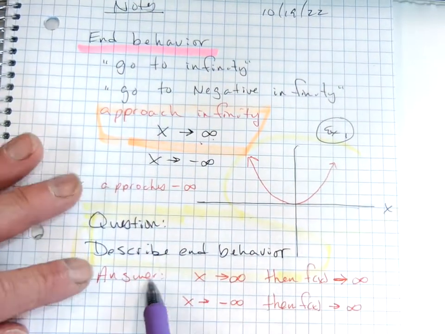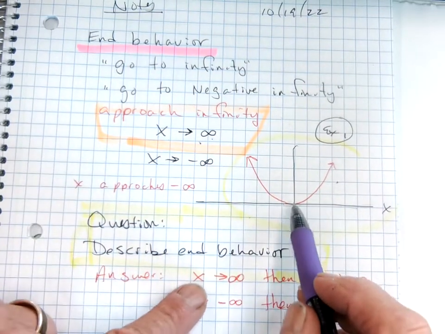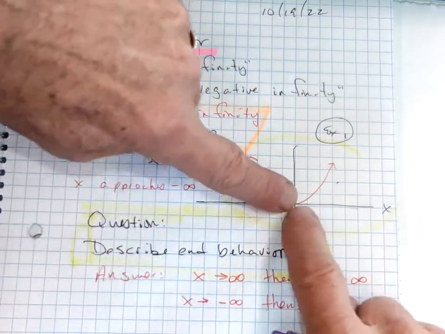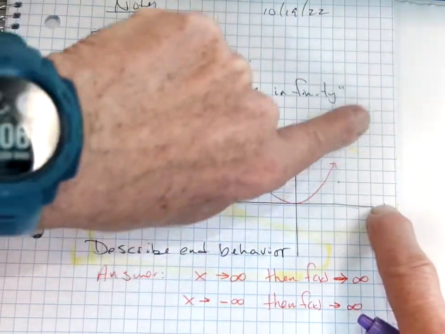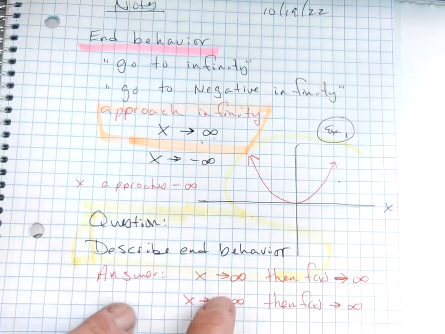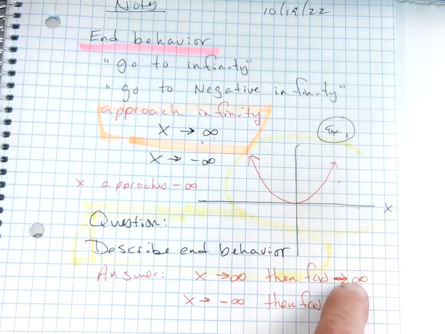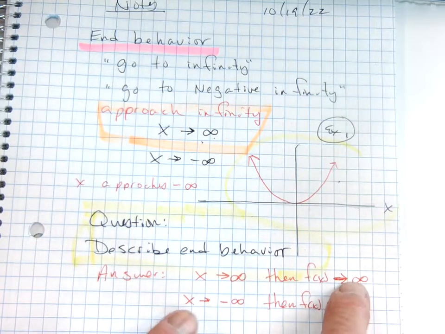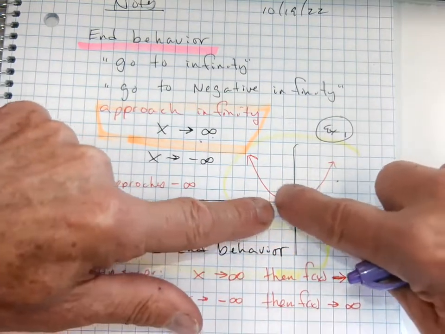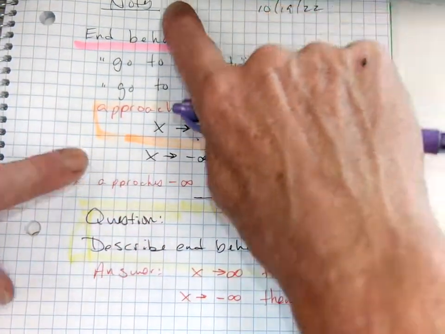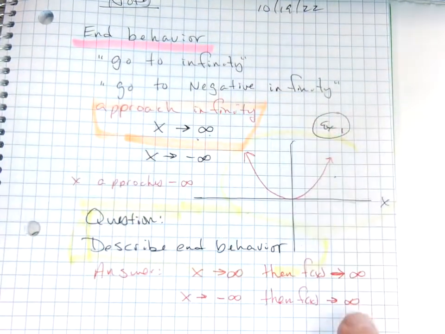So here's our question. In this example, let's describe end behavior. So as x, watch the fingers, as x approaches infinity, the y value is going up to positive infinity. So we'll say as x approaches infinity, y or f of x also approaches infinity. But there's two parts in end behavior. You need both. We also need x to go to negative infinity. So as x is going to negative infinity, y is going to positive infinity in a parabola. So as x approaches negative infinity, then f of x or y is approaching infinity.